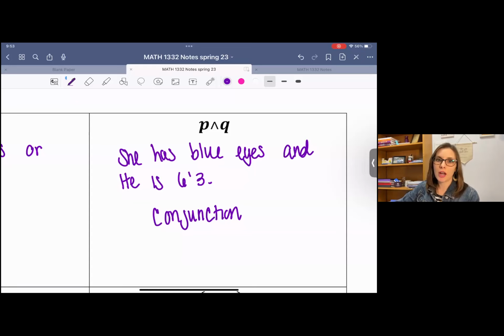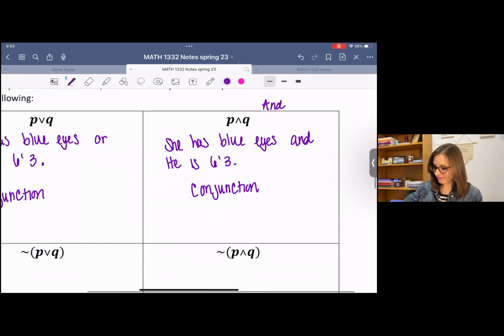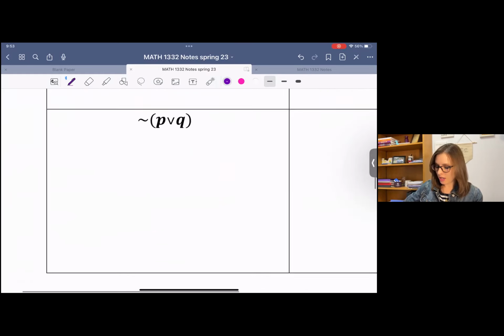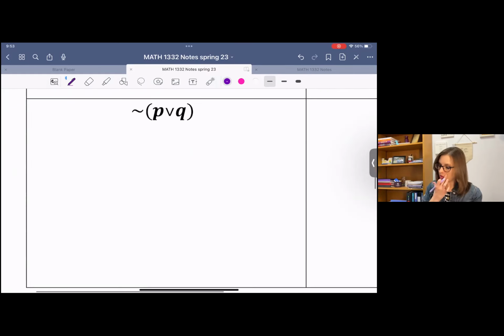So for this one, you should have she has blue eyes and he is 6'3", and this is a conjunction because of the and. One of the things I do as a memory device to help me when I was learning symbols was that this little upside down V kind of looks like a capital A. So that might help you differentiate. And if you know and, then you know that or is the other one. So that might help.